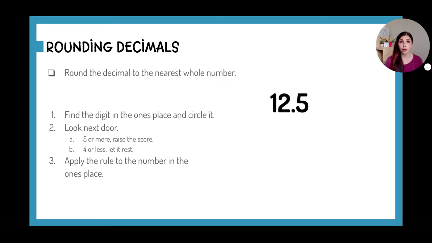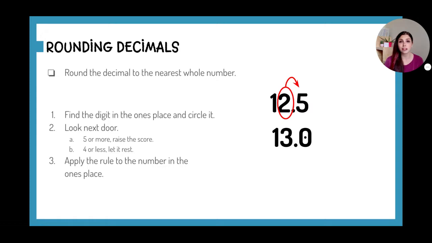Let's look at 12 and 5 tenths. Circle the 2, that's the digit in the ones place. Look next door to the right and look at your rule. 5 or more, raise the score. 4 or less, let it rest. It's 5. So 5 is going to tell my 2 to go up to the next digit, which would be a 3. So my new answer is going to be 13 and 0 tenths, or just 13.